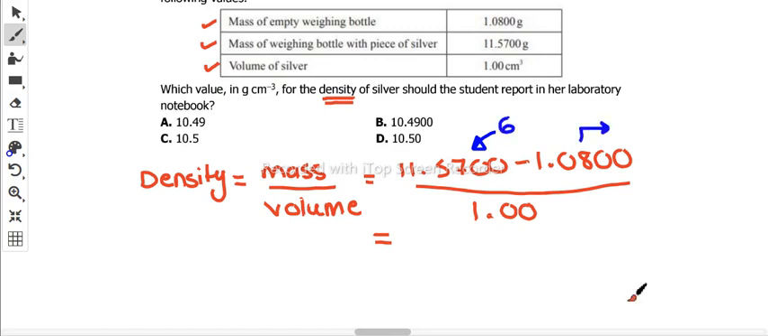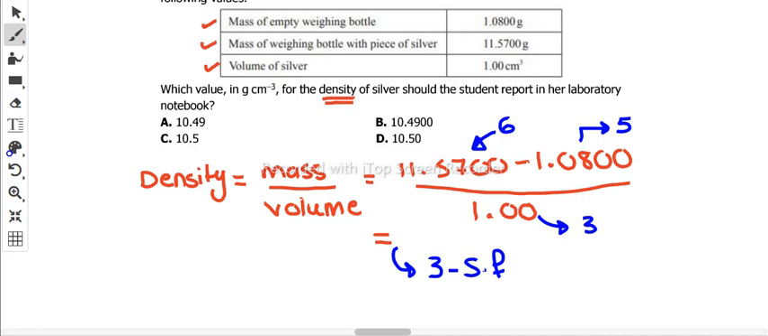For the mass of the empty weighing bottle, I have 4 and 1, so it's a 5. For the volume, I have a 3. So definitely my final answer should be 3 significant figures. According to the law, whenever we want to divide, our final answer should be given to the smallest number of significant figures. And this was discussed in our lesson, which we took previously when talking about significant figures. So from here, I can start looking at my choices.